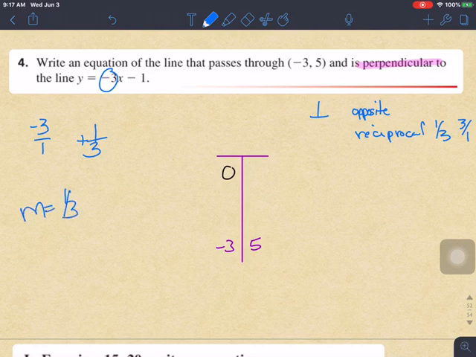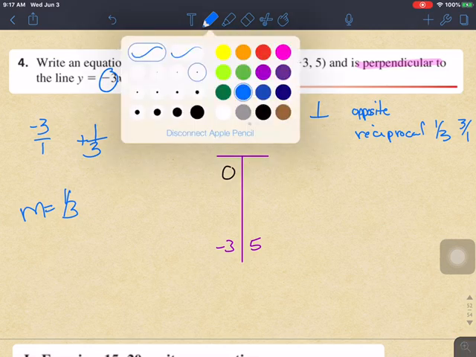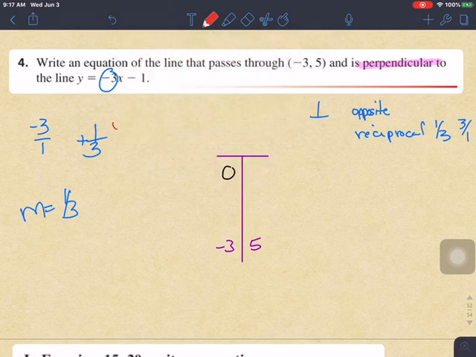I want you guys to think about what that means. What we want to talk about is that as the x goes up by 3, the y goes up by 1.